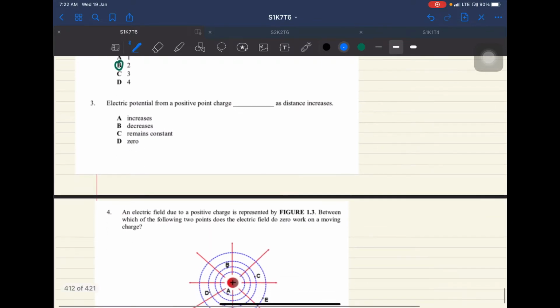Question number 3: electric potential from a positive charge decreases as distance increases. That comes from the formula V is equal to kQ over R. So V is inversely proportional to R. When R increases, V decreases.